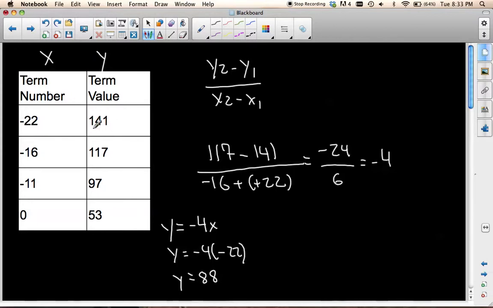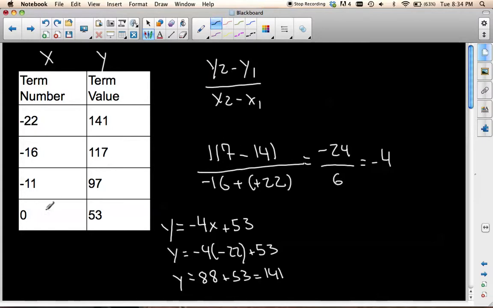The reason we have 141 is when our x is 0. When our x value is 0, our y value is 53. So we need to add 53 to y is equal to negative 4x to get to 141. So negative 4 times negative 22 plus 53, if we add 53 to our 88, we end up getting our 141, in which case we know our rule is right.